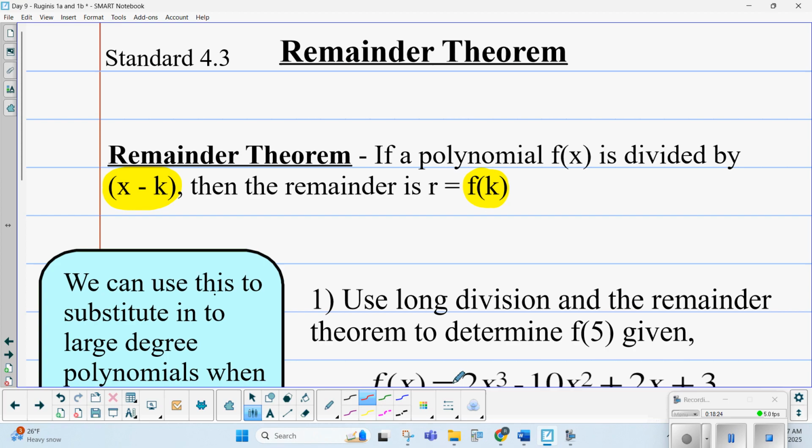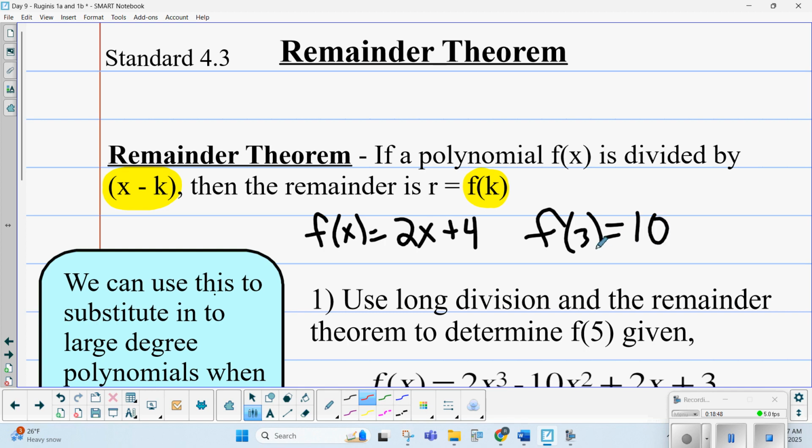If I gave you f of x equals 2x plus 4, right? We're going to go real simple. If I asked you to find f of 3, all that means is plug in 3 for the x, right? So 2 times 3 is 6, plus 4 is 10. f of 3 would be 10, because I plugged in 3 for the x. What this rule is saying is if you divided f of x by, in this case, x minus 3, your remainder should be 10. It should be the same thing as what you get when you plug in.